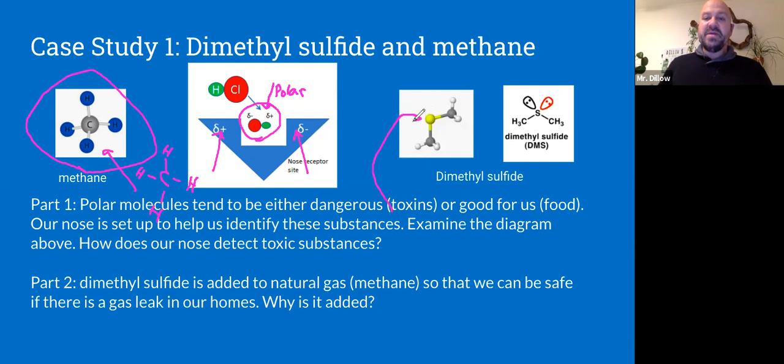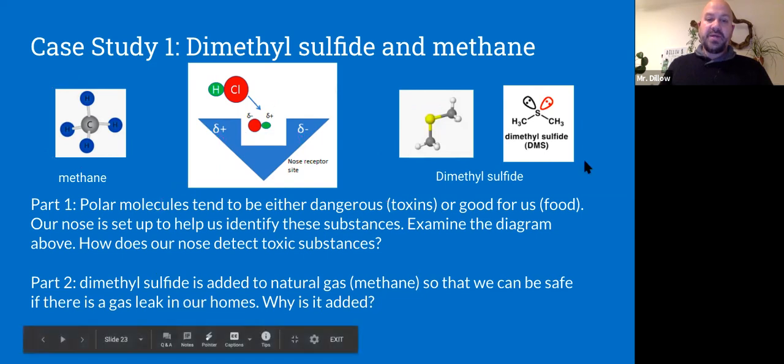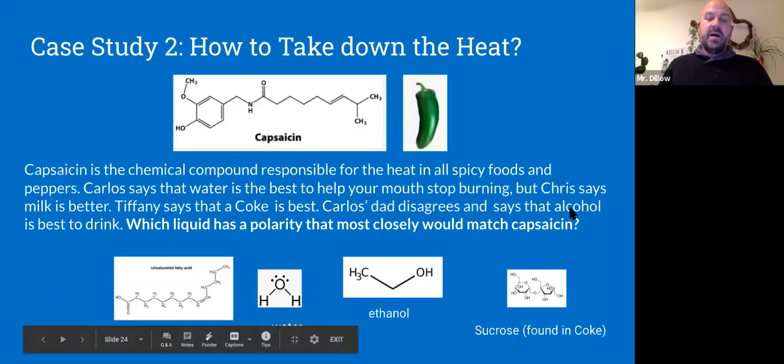So instead, we put this molecule, which is polar, because it is symmetrical going this way, but it is not symmetrical going up and down. So we put dimethyl sulfide in. Manufacturers put it in so that it will keep you from getting sick. And you guys did a great job of presenting on that.